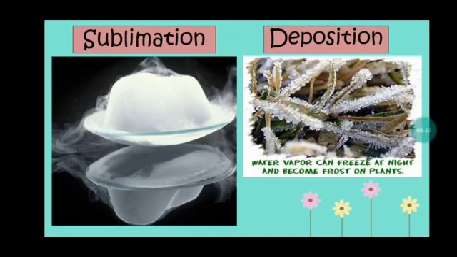And then for deposition, this is gas into solid. Jadi gasnya langsung berubah jadi padatan. This can be seen in this example. Water vapor can freeze at night and become frost on plants. Jadi langsung berubah jadi titik-titik es, ya, titik-titik es, padatan es. This of course happens in very cold areas. Di tempat yang sangat dingin.